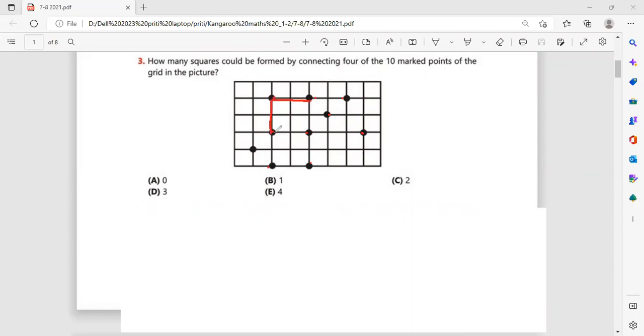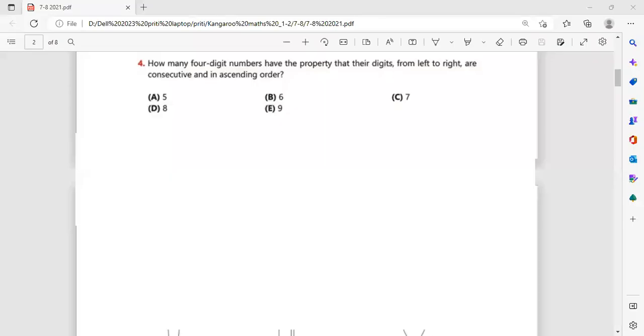Now, this is a simple one. We can do 1 square. We can do 2 squares. This is something that everybody can figure out. Now, can we draw any more squares? So let's try this. 1, 2. So this is one more square that I can draw. So I can draw a total of 3 squares in this diagram. So my answer is option number D.